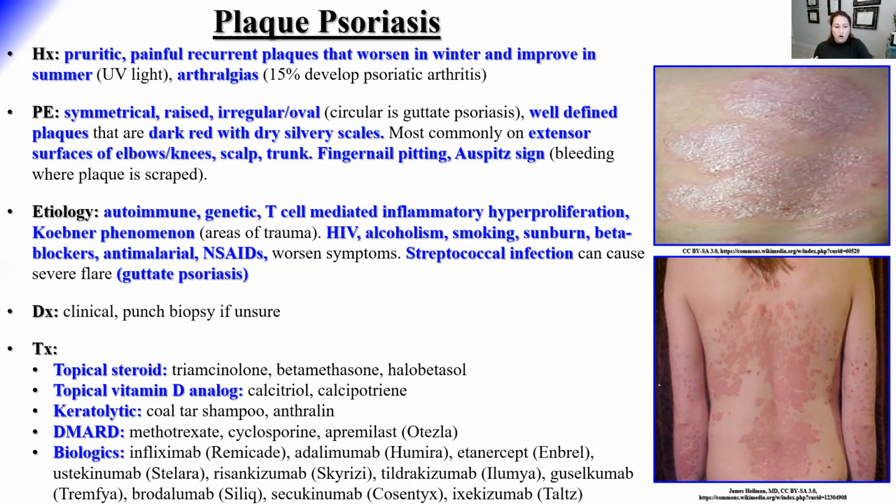Keratolytics, so we can use a coal tar shampoo or anthralin. DMARDs, disease-modifying anti-rheumatic drugs, things like methotrexate. And then biologics. There's a ton of biologics, and they are highly commercialized, so you see them a lot on commercials, but Remicade, Humira, Enbrel, Stelara, there's tons of these medications. And the nice things about these is that they are used specifically to treat psoriasis, and they are very effective, but they can be very expensive, and they're not always covered by insurance.